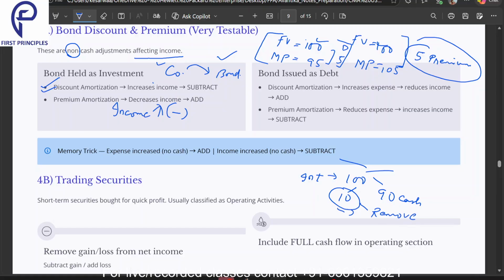Therefore we need to subtract this amount. So think, income became artificially higher. Why? Because this 10 bucks is coming because of the discount amortization. So that's why we need to remove this.